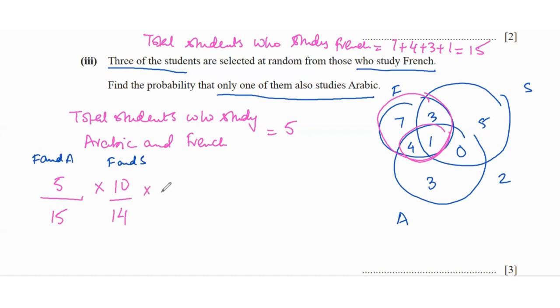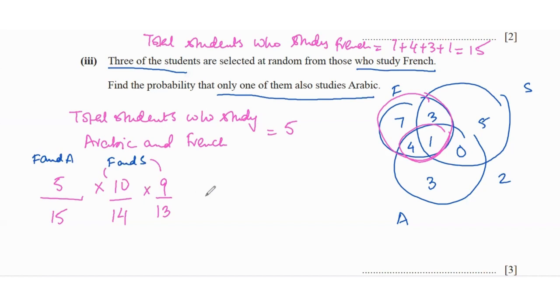So now for the third person, that's going to be 9/13 because it says that only one of them also studies Arabic. So that's just going to be 5/15 for the Arabic part. Other two probabilities are going to be for the French part. So these two, 10/14 is for the first person being selected from French and Spanish, and 9/13 is the second person being selected from French and Spanish. Third person is from your French and Arabic. So this is your entire combination.